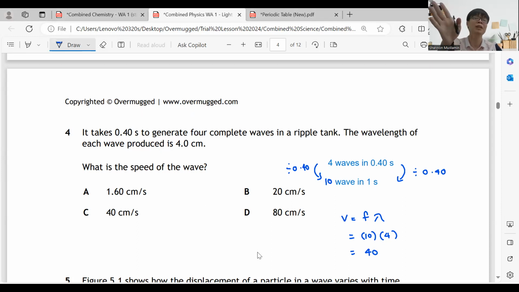This is how you can convert textual information, usually of this kind, to get your frequency and period. Remember, frequency is the number of waves you can make in 1 second. If the question asks for period, how? Period refers to time taken for one wave. What do you do? Divide by 4. Divide by 4, you get 0.10 seconds. This allows you to get period and frequency.